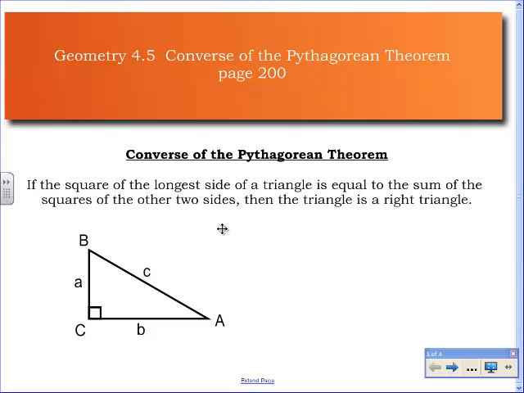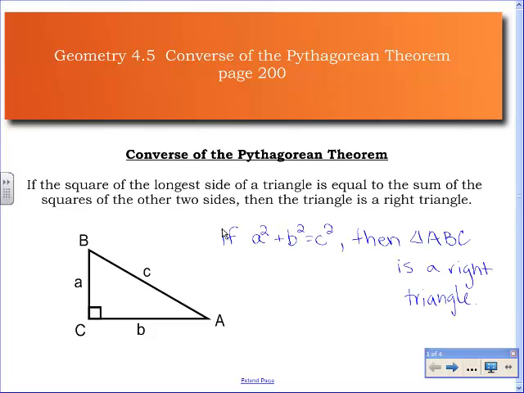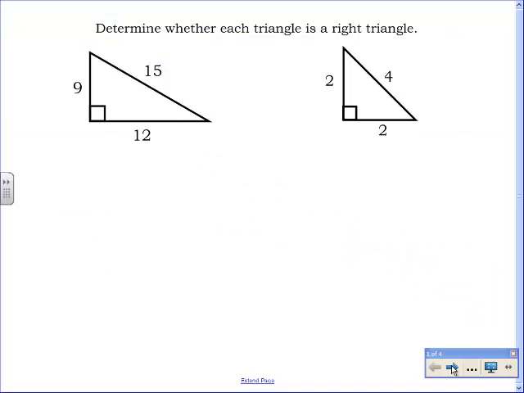It says that if the square of the longest side of a triangle is equal to the sum of the squares of the other two sides, then the triangle is a right triangle. In other words, if a squared plus b squared equals c squared, then it's a right triangle. If it is a right triangle, we'd also be able to figure out which is the right angle, since it will be opposite the largest side, or the hypotenuse. Let's give this theorem some exercise.